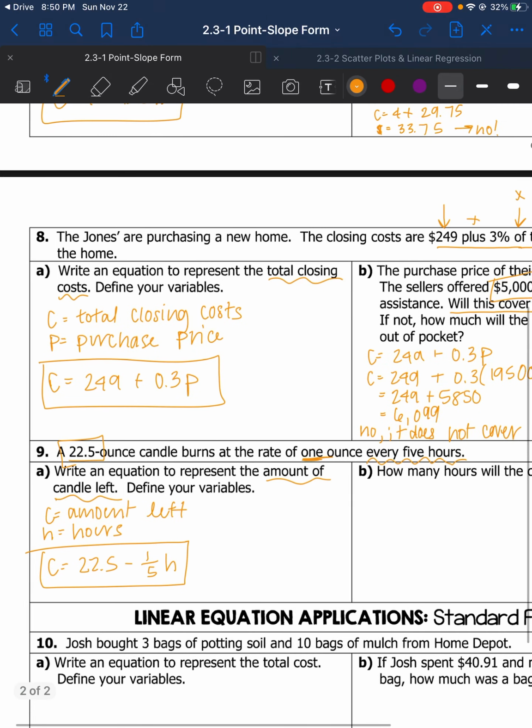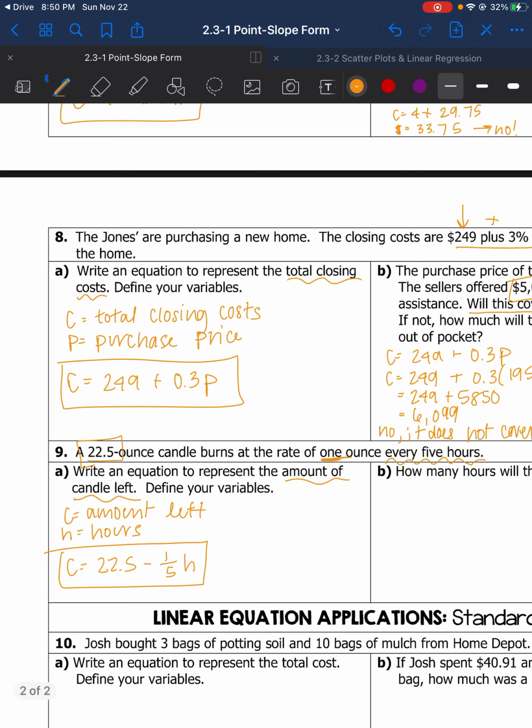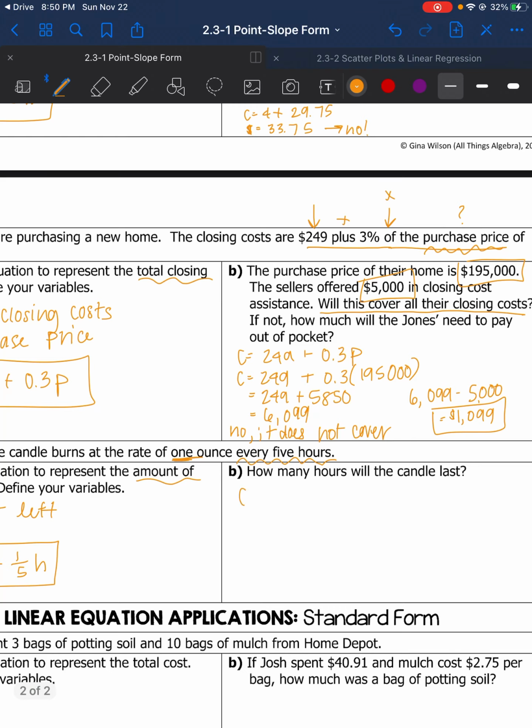How many hours will the candle last? So that means how many hours until there's no candle left. So amount left is 0. We said our equation is C is equal to 22.5 minus 1/5 H. If we make C equal to 0, because there's no candle left, 0 equals 22.5 minus 1/5 H. I'm going to add 1/5 H to both sides. So then we have 1/5 H is equal to 22.5.